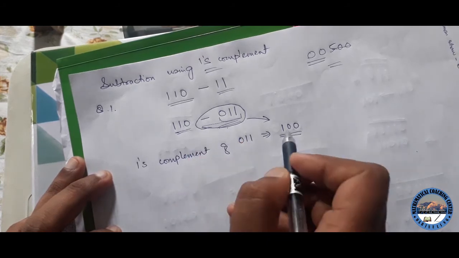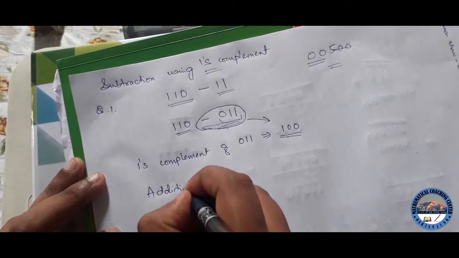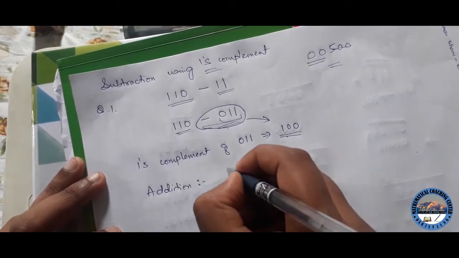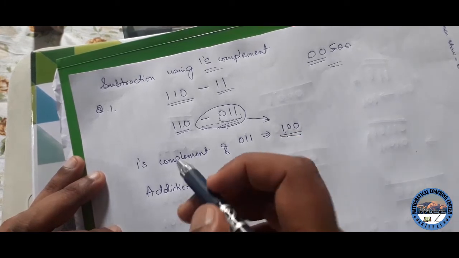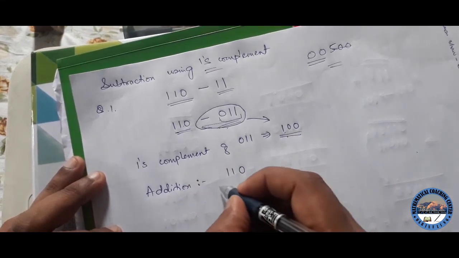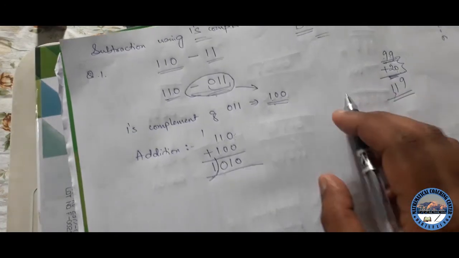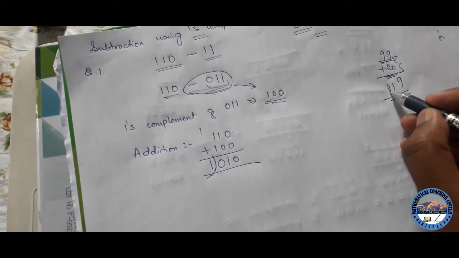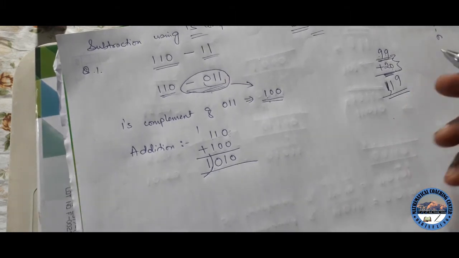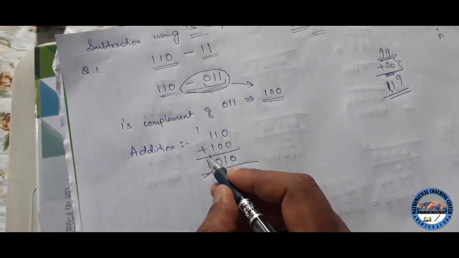Now we can add these two. Addition can be done between the two numbers, that is the positive number and the result that we got after finding the complement. Now 1, 0, 0. Now you can add. So this is the carry, right? This is the extra digit after adding the 2-digit numbers. Here also this one is the extra one.